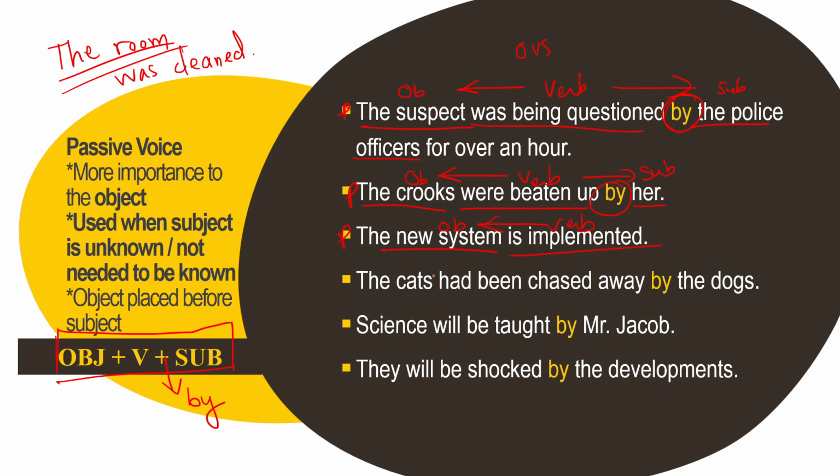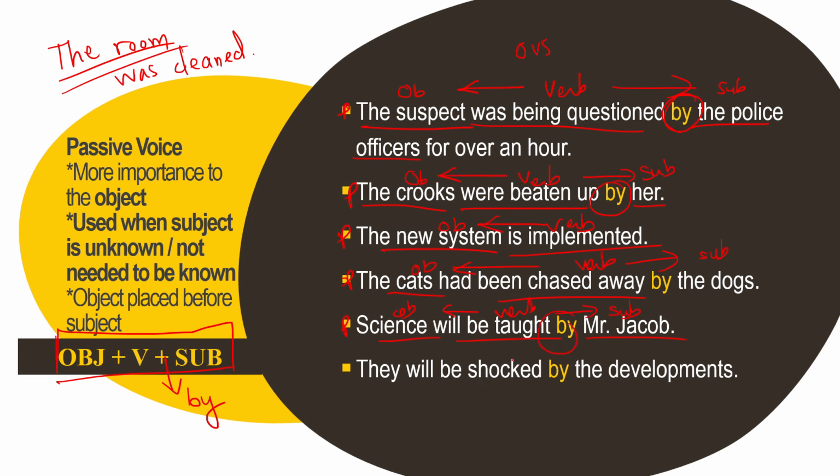The cats had been chased away by the dogs. Chased away is the action. Who or what is chased away? The cats. Object is before the verb. Who is doing the chasing? The dogs. So that is the subject. Science will be taught by Mr. Jacob. What is the action? Teaching. What is being taught? Science. So science is the object. Object has come before the verb. Who is doing the teaching? Mr. Jacob becomes the subject.